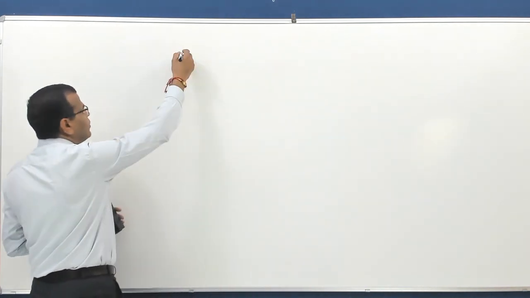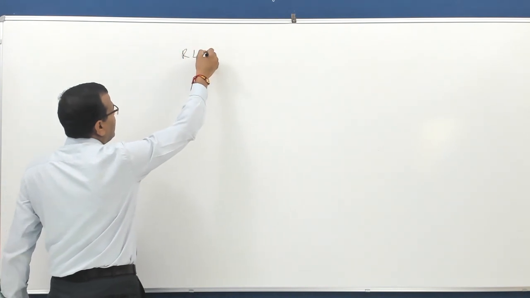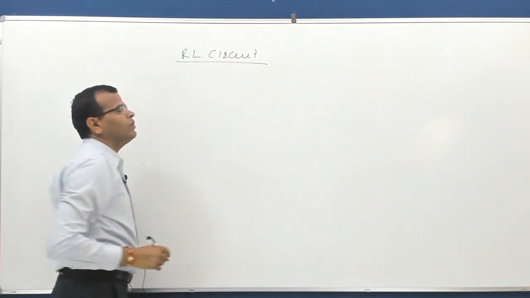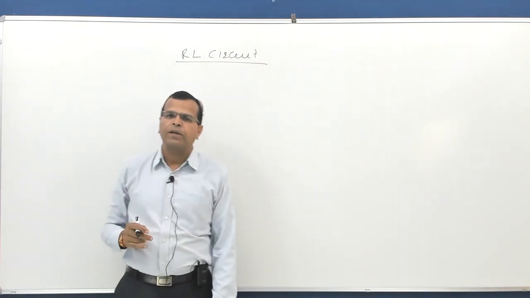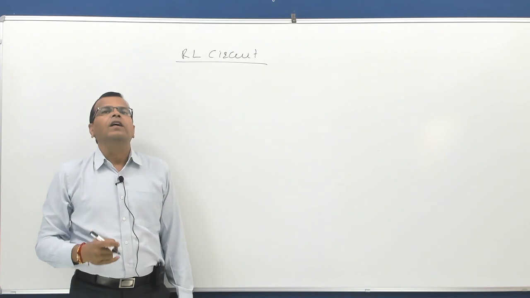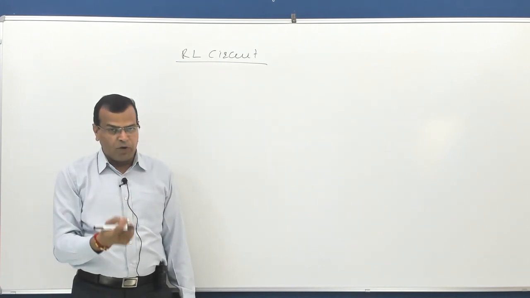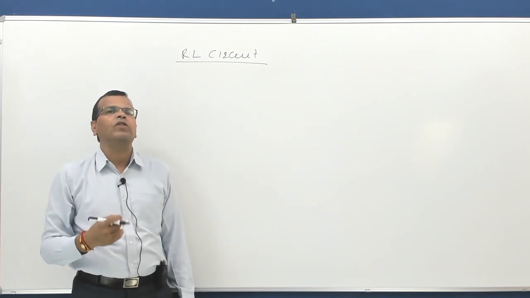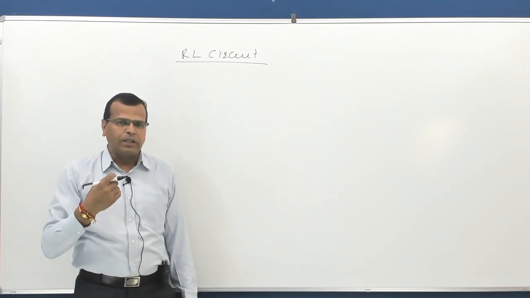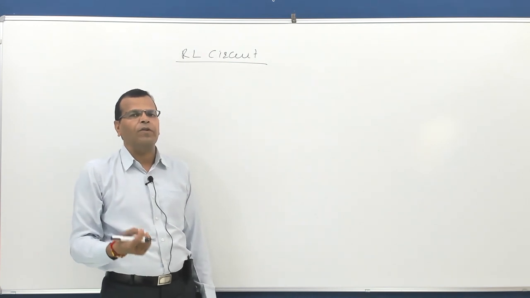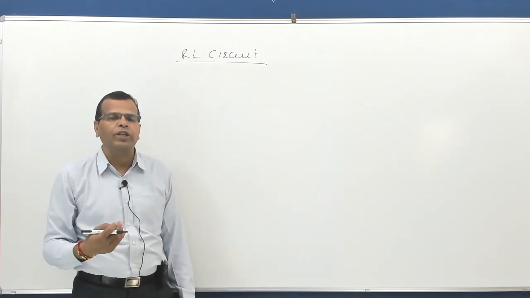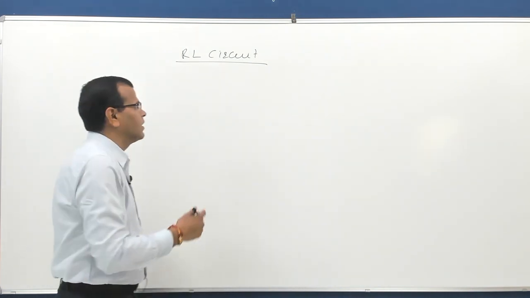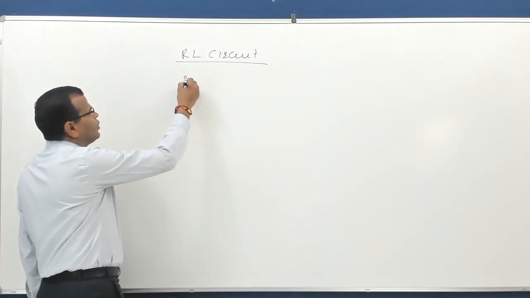So the response of first order RL circuits. When you talk about a first order RL circuit, the response can be a voltage or a current, but the general expression for a first order RL circuit is given for current response, and from the current we can find the voltage across any element or the current through any element of the circuit.